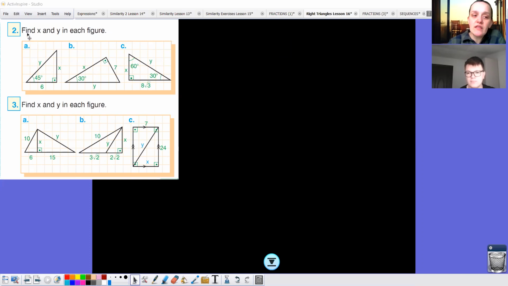Now here in the second exercise, which says to find x and y in each figure, you have those special right triangles. So I am giving you time while I'm taking the attendance to start to solve them, okay? And then we will solve together, okay?